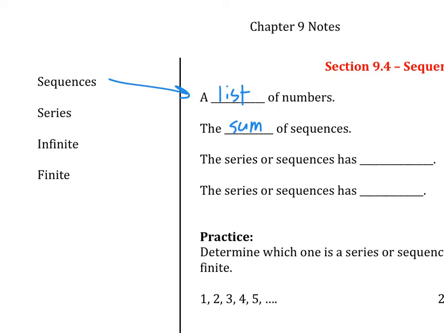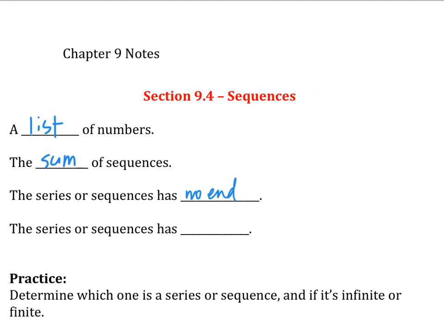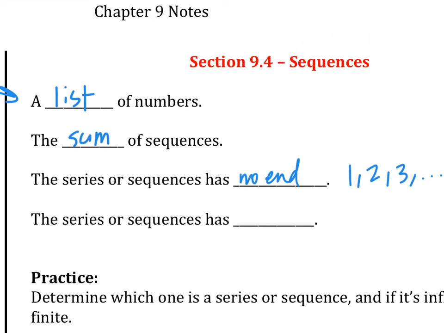An infinite series or sequence basically has no end. You can distinguish them because when you see an infinite one, it will say 1, 2, 3, and then dot, dot, dot. When you see the dot, dot, dot, you know that it means infinite. And finite, you know that it has an end because it would just say 1, 2, 3, and then it ends.